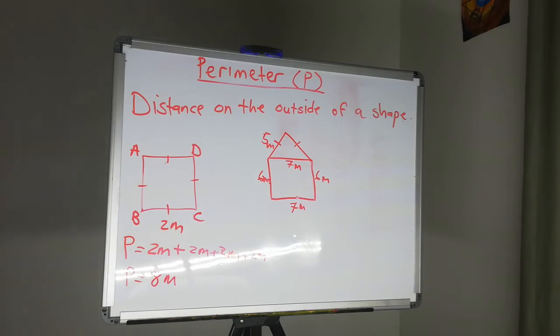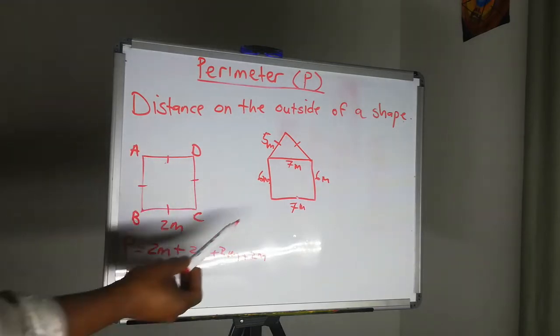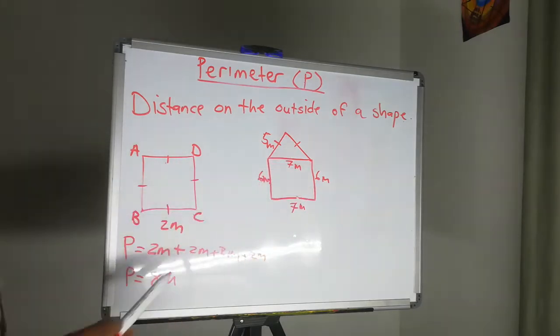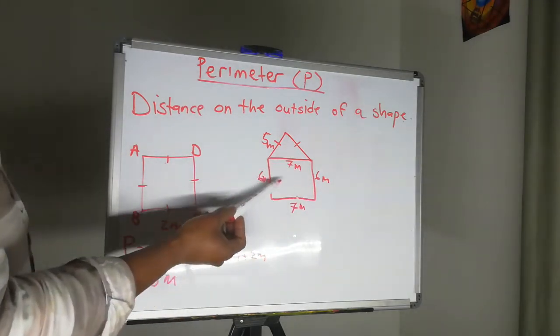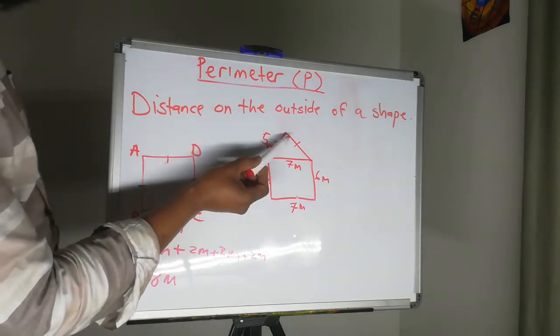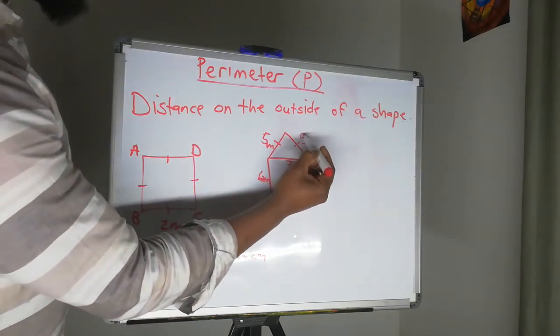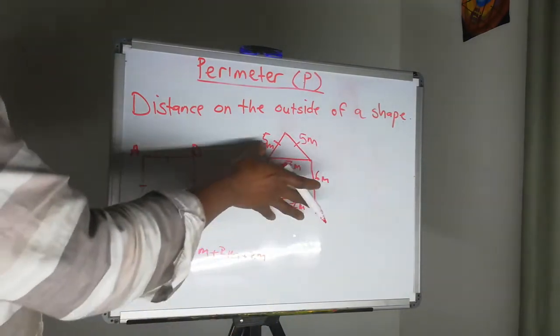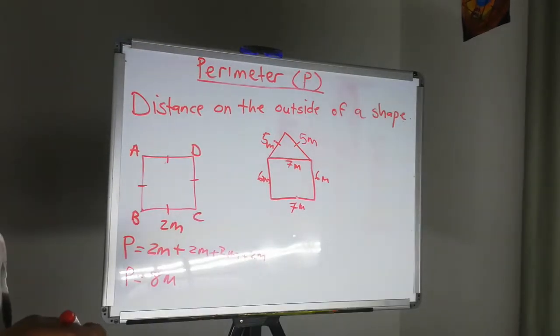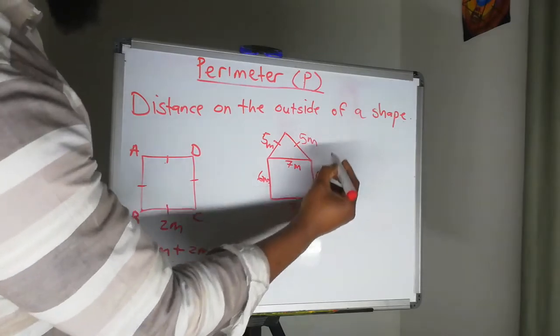But what happens when we have a shape that's not so simple? What if we have a more complex shape? So here we have a rectangle, and on top of the rectangle we have a triangle. Again we have these lines which indicate that the side on this side is going to be 5 meters as well. So we have to calculate the perimeter of this shape. Let's write over here.